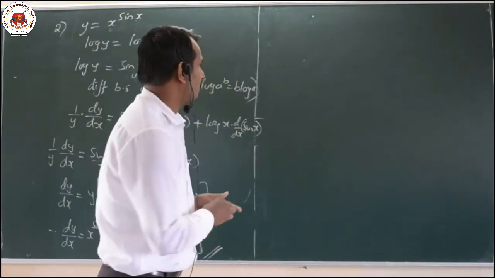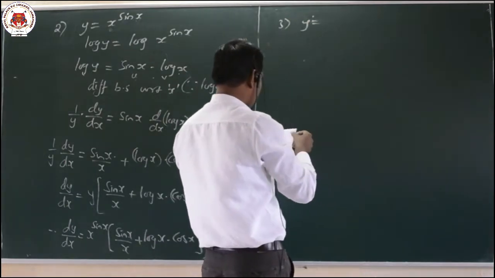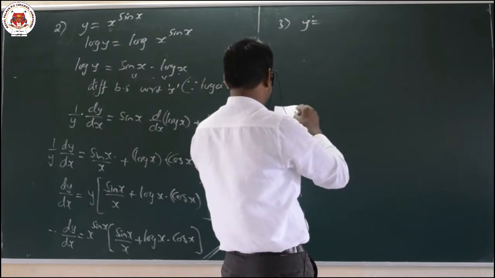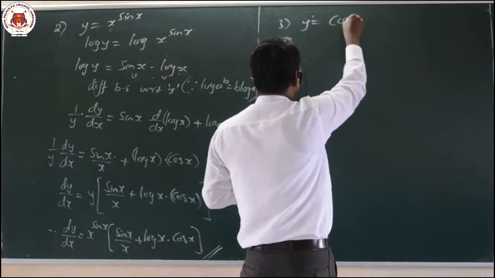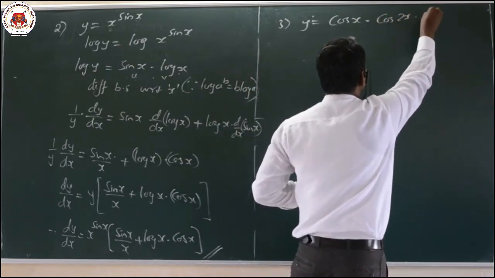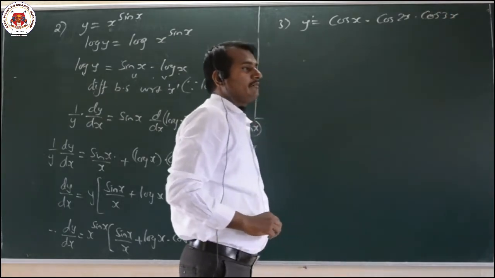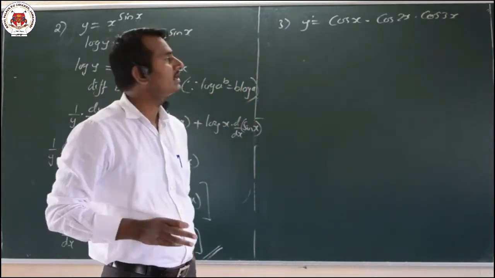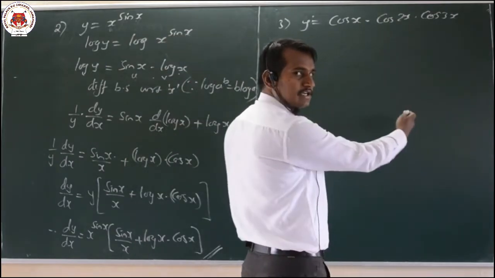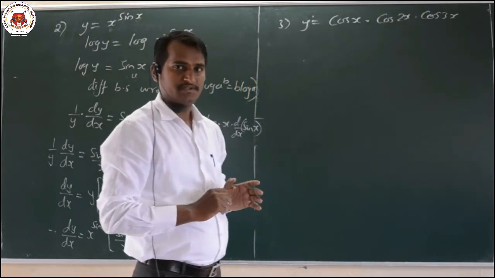The next problem, the third one: y is equal to, we shall take another kind of problem here, cos x into cos 2x into cos 3x. There are two ways of solving it. One is the first PUC trigonometric formula, cos A into cos B formula. Then you will get a set of values, multiplied again by cos, and again you have to make use of trigonometric formulas.